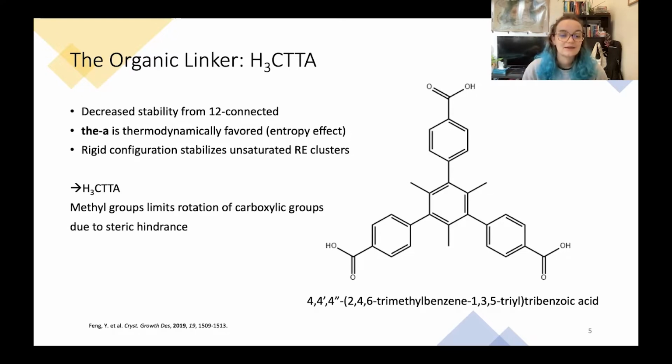And this allows for a much more rigid structure because of the methyl groups on either side of the central benzene ring, which keep the longer arms from spinning. So you actually get a steric hindrance, which limits the rotation of the longer carboxylic groups. And so this helps stabilize the 8 connected centers. It also favors the THEA topology due to the entropy effect.